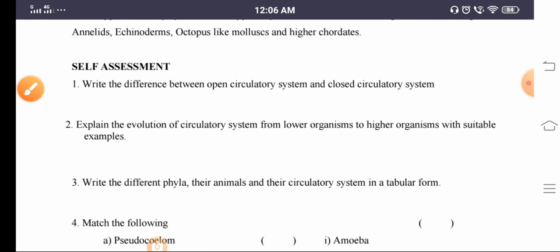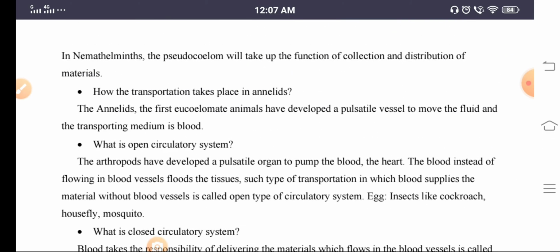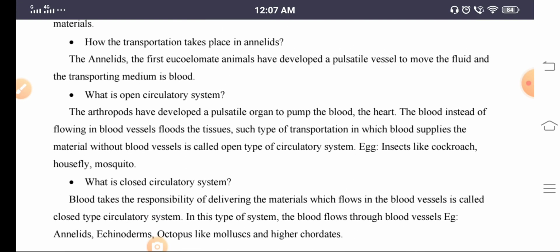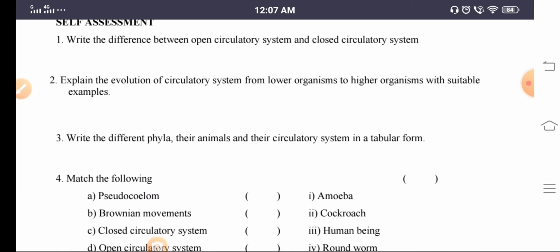So this is the evolution from amoeba, Brownian movements, sponges like body cavities, and hydra, gastrovascular cavities, Platyhelminthes like digestive system, Nematohelminthes like pseudocoelom, annelids, eucoelomates, and mainly pulsatile vessels play the major role. So this is the answer to the second.